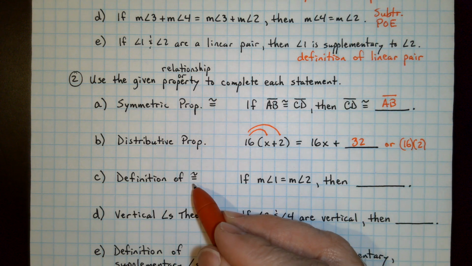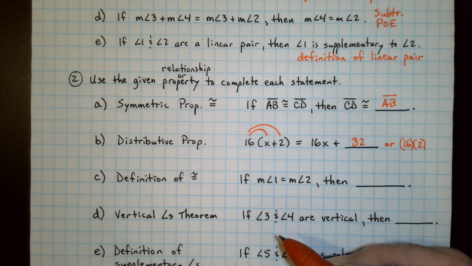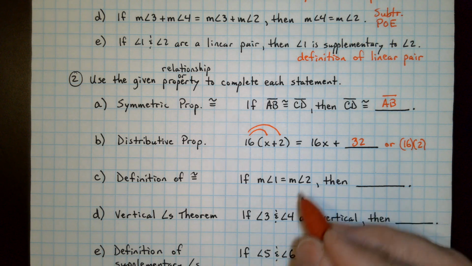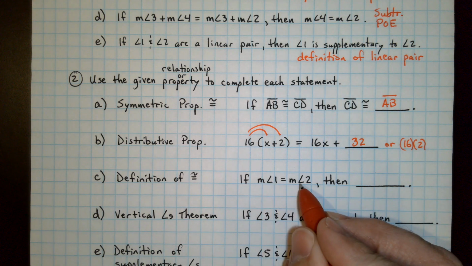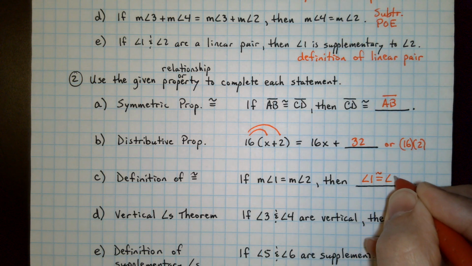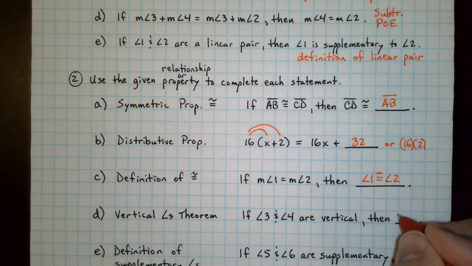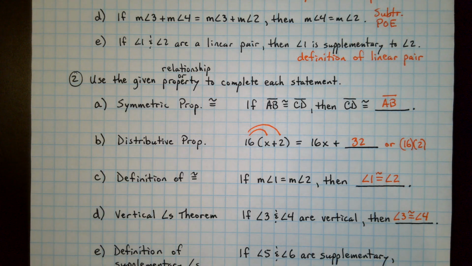The definition of congruence says that if things have equal size, they're congruent, or the other way around, if they're congruent, they'll have equal size. And here it's stated that they have equal size, so we could say that the objects themselves, the angles, are congruent. The vertical angles theorem states that vertical angles are going to be congruent. So if angle 3 and 4 are vertical, then angle 3 must be congruent to angle 4.